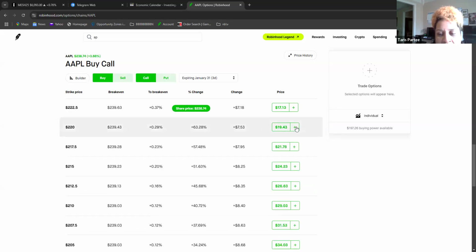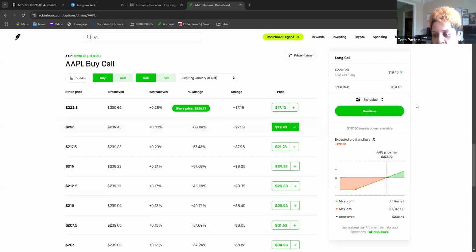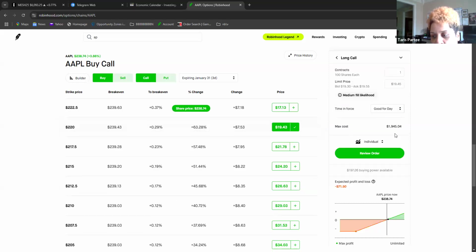Okay. So then I'm going to click on this plus sign, and over here it's telling me my total cost. Remember what we said, $19.45 times 100 is going to be $1,945. Now, I like the bid and the ask. The bid tells you the lowest amount you can get paid to get out of that trade, and the ask tells you the amount you have to pay to get into that trade immediately.